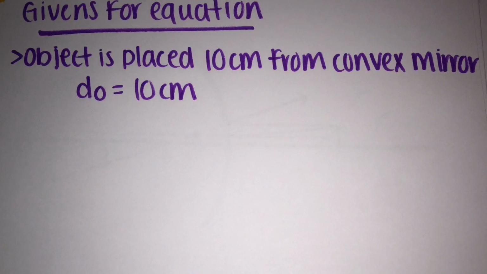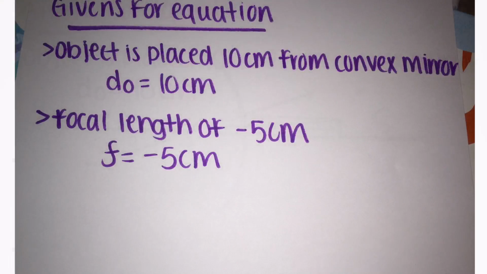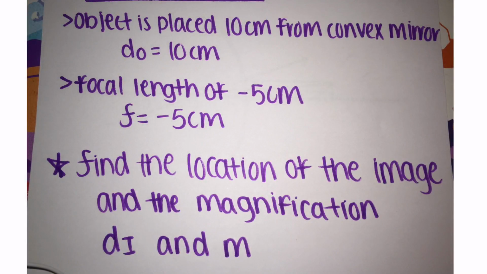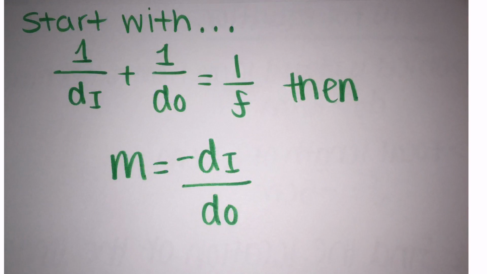Our given for the equation is dO, which is 10 centimeters. Our focal length is negative 5 centimeters, using the variable f. Find the location of the image and the magnification, meaning dI and m. Start with 1 over dI plus 1 over dO equals 1 over F. Then, for magnification, m equals negative dI over dO.